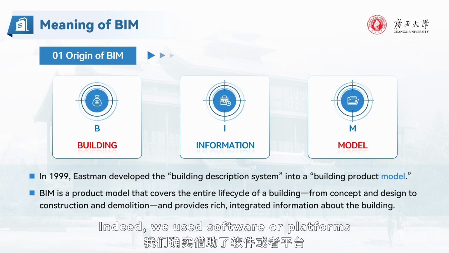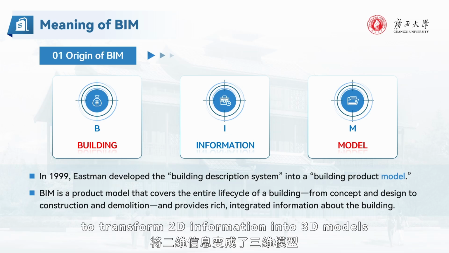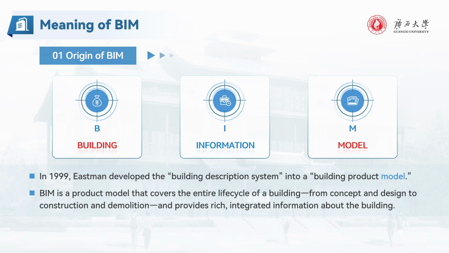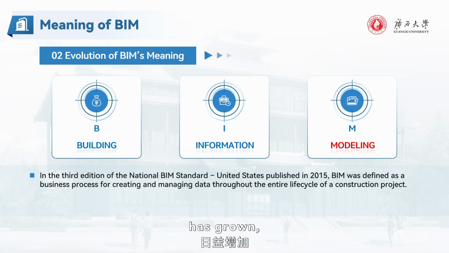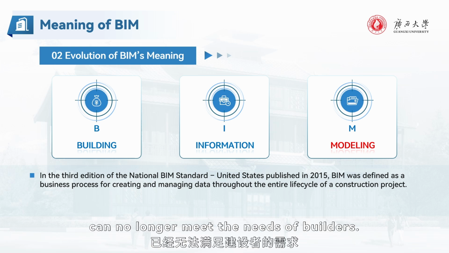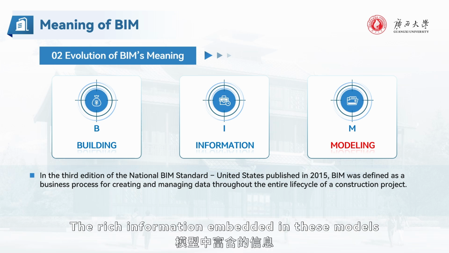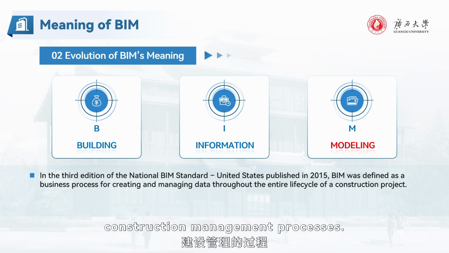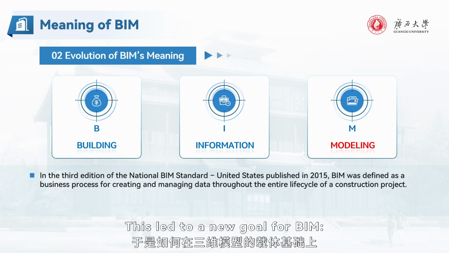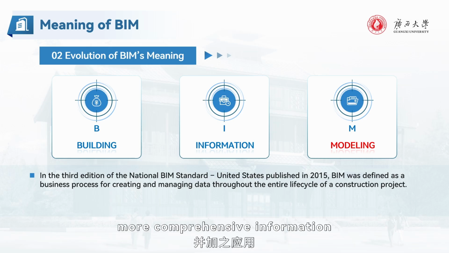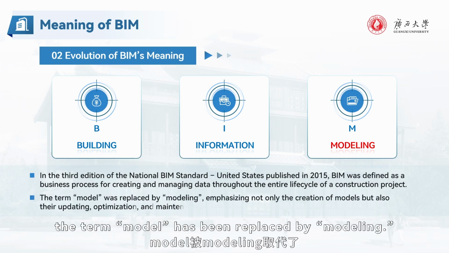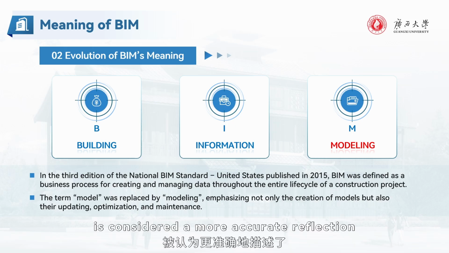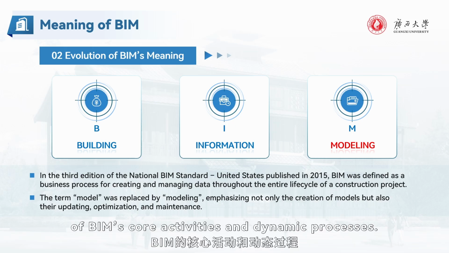Indeed, we used software or platforms to transform 2D information into 3D models and to enrich the models with more information. However, as the construction industry's demand for digitalization and information management has grown, and as computer and software technologies have continued to advance, simple visual 3D models can no longer meet the needs of builders. The rich information embedded in these models now needs to actively support construction management processes. This led to a new goal for BIM: how to extract and apply more comprehensive information based on the 3D model as a carrier. Consequently, the term model has been replaced by modeling. Modeling is considered a more accurate reflection of BIM's core activities and dynamic processes.